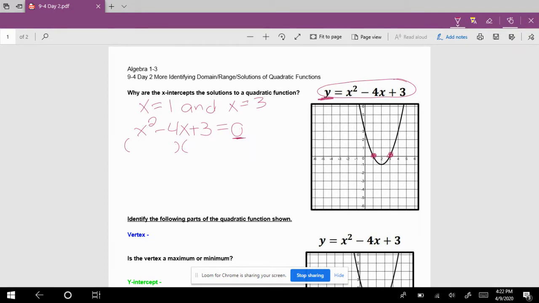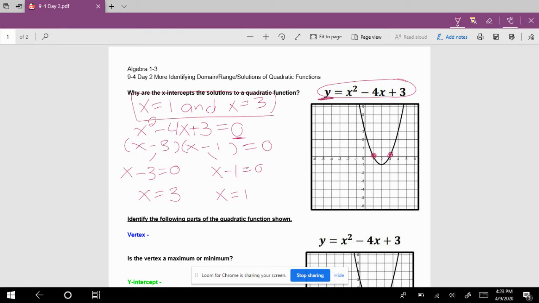If we go back to methods we learned before your quiz, we'd have an x, and what two numbers multiplied to be 3 and add to be -4? Those are -3 and -1. And when we solve each of these, x minus 3 equals 0, which again gives me the answer of 3, and x minus 1 equals 0, so we again get x equals 1. So it matches our two answers that we got from the graph as well.